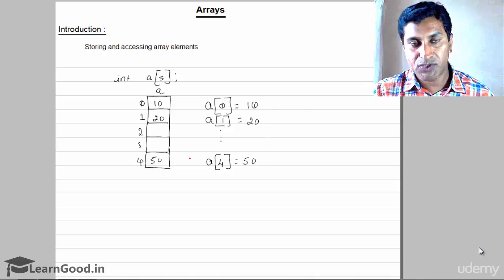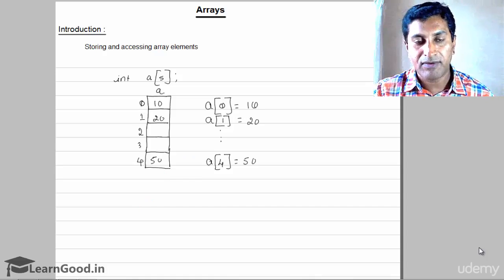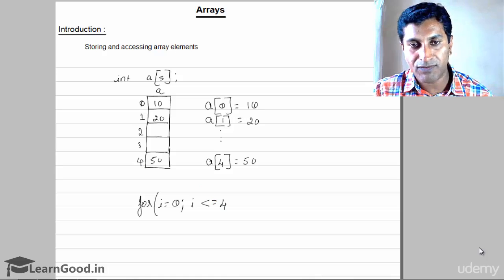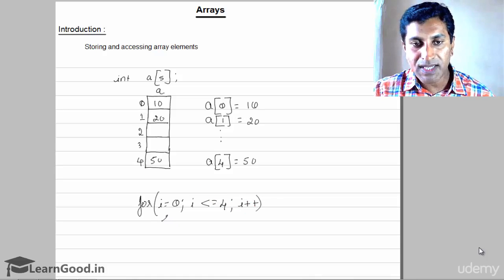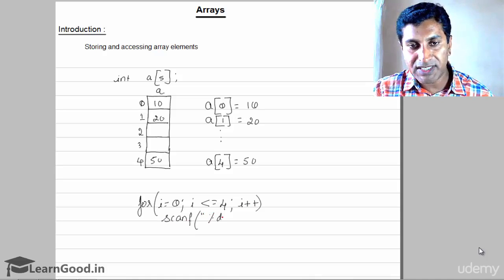Now, instead of storing, if I want to read the data using scanf, then you can generate this index number using a loop, where you give int I equals 0. That is, I want up to index number 4. So I is less than or equal to 4, or else less than 5, I plus plus. And you can read it by giving scanf %d, that is ampersand of A of I.